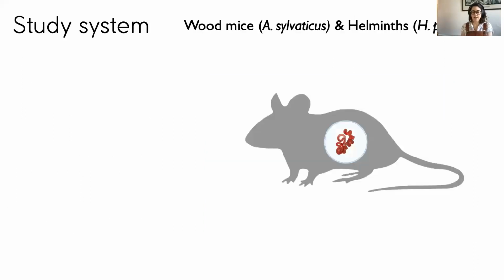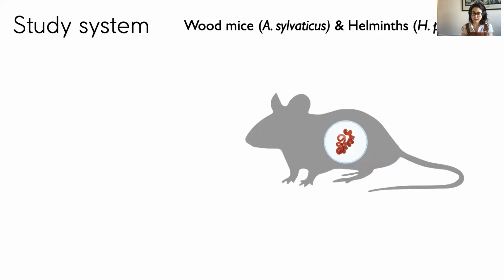Most of this work was carried out through my PhD, and my PhD was centered on a wild wood mouse system. The wild wood mouse, or Apodemus sylvaticus, is a really common rodent in the UK, so it can be found in most woodlands across the UK. And their primary parasite is Heligmosomoides polygyrus, which I'll just refer to as H. poly from now on. And this parasite can be present in these mice at a prevalence of up to 70%. So it's very common, the mice themselves and the parasite.